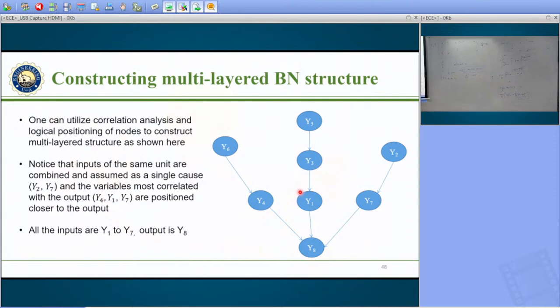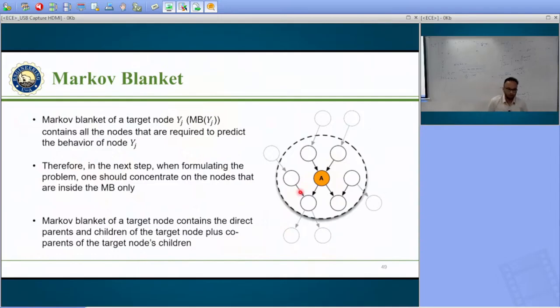Yeah, I can consider that. Why? Because, based on the structure, these input variables are highly affecting my output variable, and this information is already present here. So I can come up with a reduced network structure. For this I can use something called a Markov blanket, where you have a target variable.